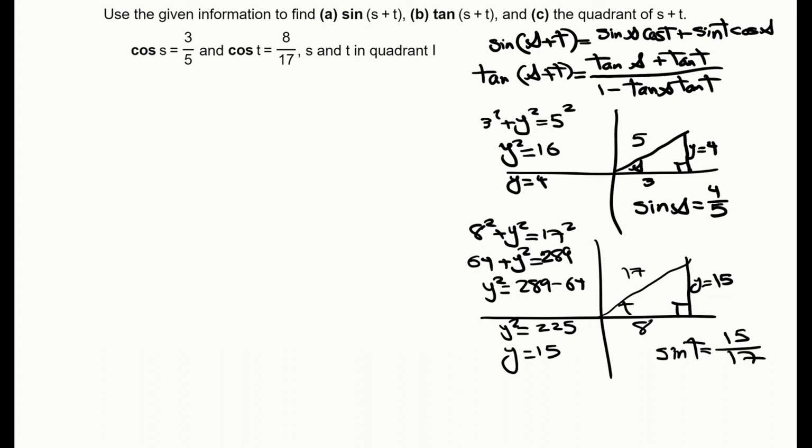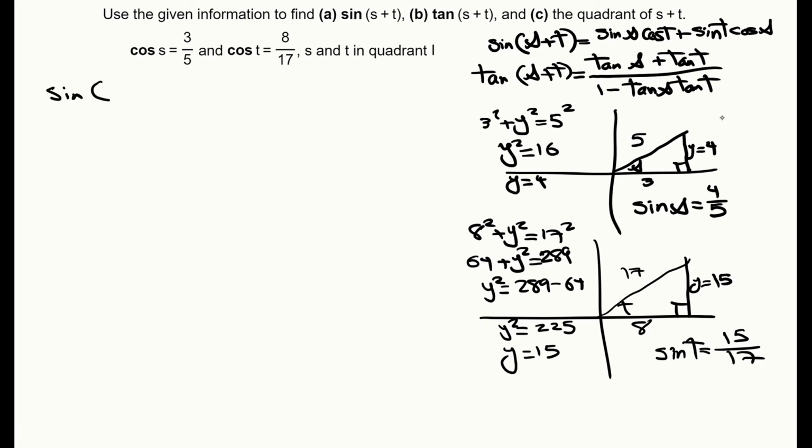All right, so we should be ready to go to work now. So for sine of s plus t, we're going to get right here sine s, which we know is 4/5, times cosine of t, which we are given, which is 8/17, plus sine of t, which we have found here to be 15/17, times cosine of s, which was given.